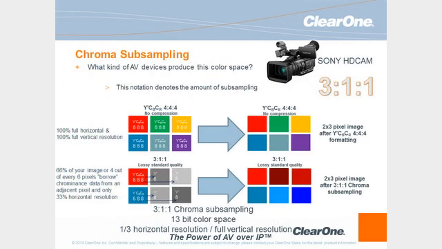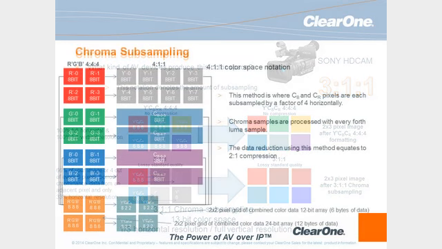The type of device that produces this is your typical digital high-def camera, including those that say full HD resolution. When they're saying full resolution, they're really talking about the pixel count. What they don't say on those stickers is that they're chroma subsampling, and so you only have, in this particular case, 1/3 horizontal resolution. And so that's a common one you'll see out there.